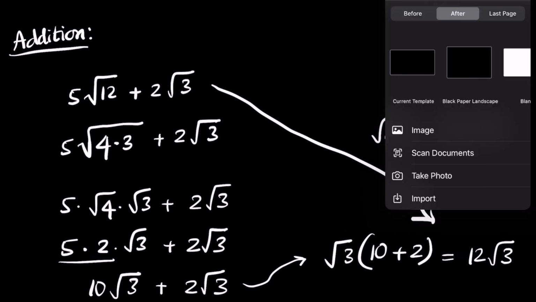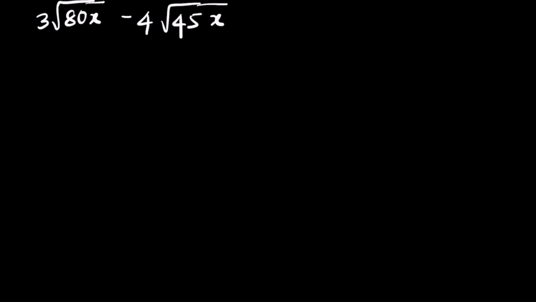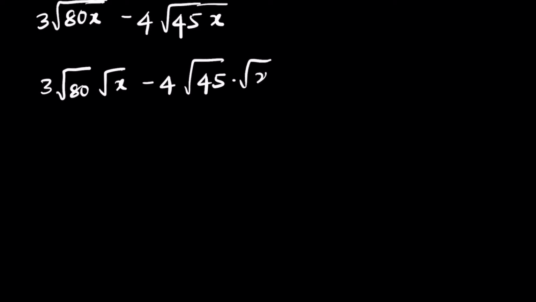Next, let's try and subtract some numbers. For example, I have 3 under root 80x minus 4 under root 45x. Let's try this one. So notice that x is inside the square root. So first thing we have to do is split the 3 into under root. So again this is root AB. You can split it as 3 times root 80 into root x minus 4 times root 45 into root x.